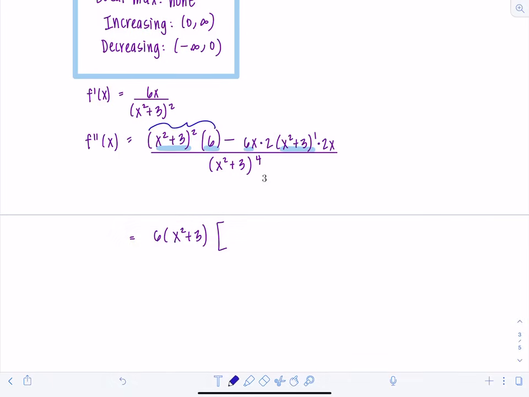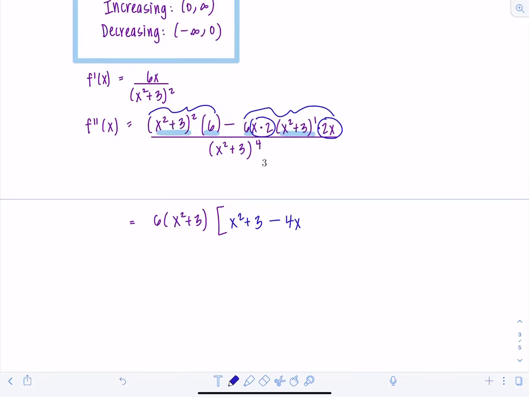So from this first term here, if I take out a 6 and an x squared plus 3, I'm left with just x squared plus 3 to the first. So I don't need any parentheses on it. Minus, and then now I've taken out from the second term the 6 and the x squared plus 3. So what's left over? Well, I have 2x and another 2x. So that's the quantity 2x squared or 4x squared. Over the denominator, which is still x squared plus 3 to the 4th.